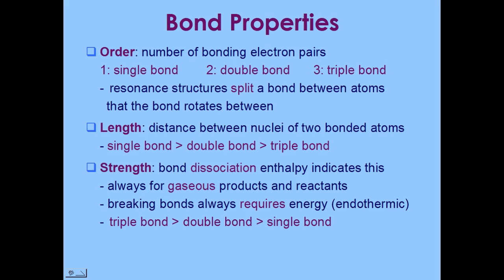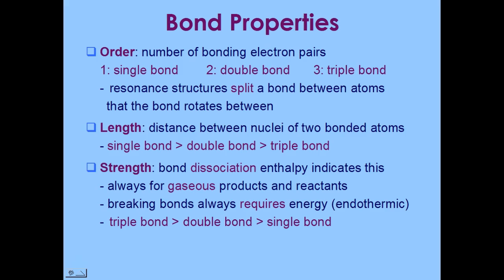The length of a bond is going to depend on the number of electron pairs that are present in that bond. The more electron pairs that are present, the shorter the bond gets. So your single bond is the longest, and therefore it's the easiest to break. Double bonds are a little bit shorter, and then triple bonds are the hardest to break. They are the shortest of the bunch.